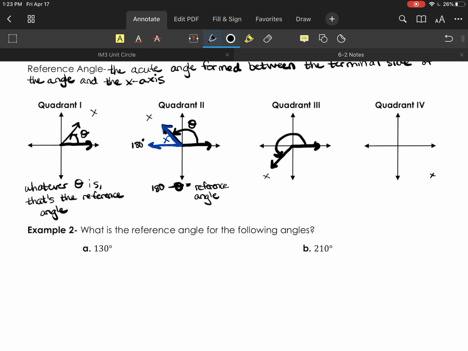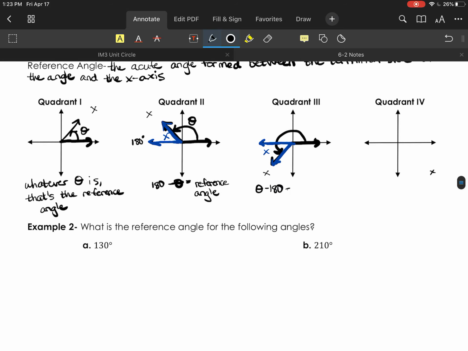Then in quadrant 3, you might have an angle that looks something like this. It opens up down into that third quadrant. And now you're forming the acute angle that's between your terminal side and the x-axis. Again, just going back to that definition. So this angle right here would actually be your reference angle. To find that in the third quadrant, now instead of taking 180 minus your theta, you take theta minus 180. I'm subtracting out that whole top half of that graph essentially, and that gives you your reference angle.